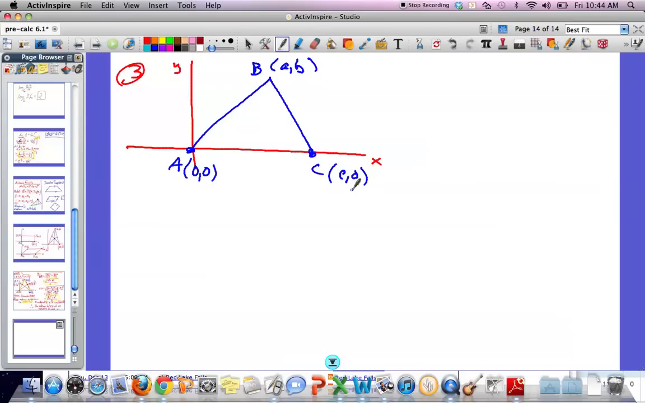I'm going to go back and read again to make sure I didn't read anything wrong. Prove that the line segment joining the midpoints of two sides of a triangle is parallel to the third side and has length half of the third side.